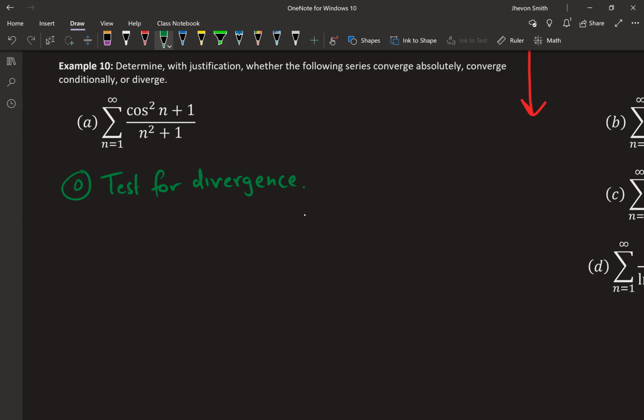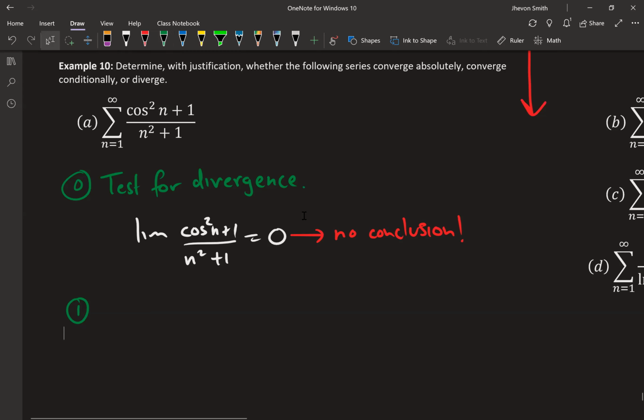And of course here, that means that you would look at the limit as n approaches infinity of cosine squared n plus 1 over n squared plus 1, and that equals 0. So unfortunately, no conclusion here. The limit equals 0 means nothing. Okay, so what is the next thing we want to do? Check the absolute convergence.